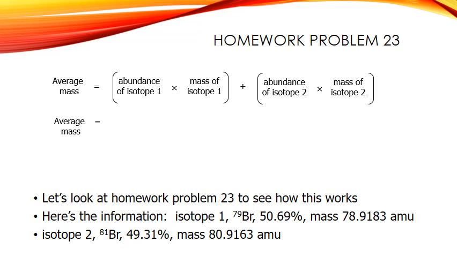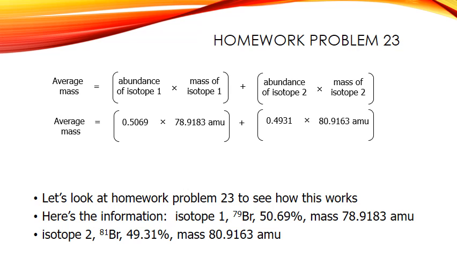So let's plug those in. Our average mass, the abundance. So 50.69% equates to 0.5069. The mass stays the same. Isotope 2, the abundance is 0.4931 times its mass. The rest is math. Check my calculations on this. I may make a mistake and then say, oh, I'm seeing if you're awake.